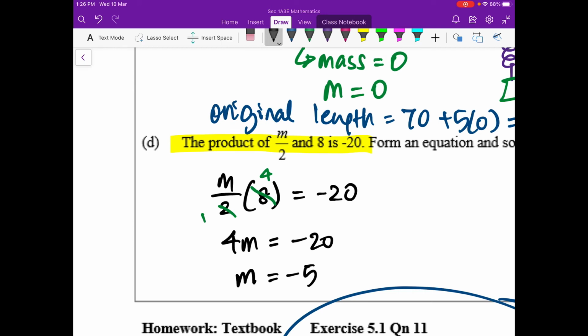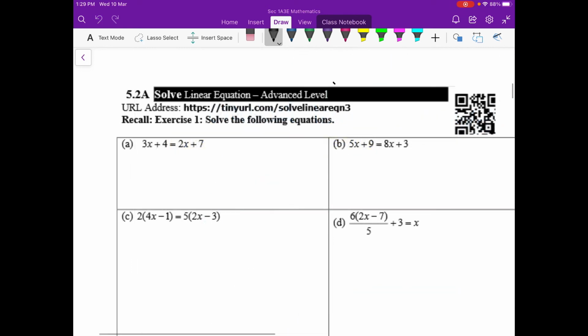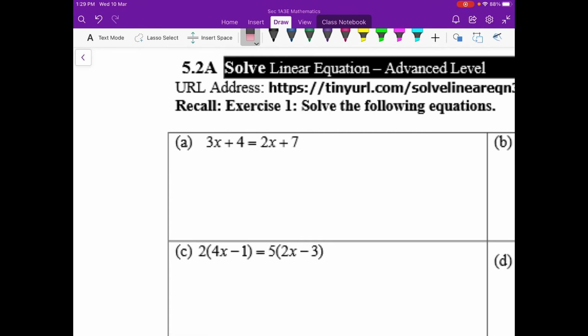Just divide by 4 on both sides. We are solving advanced level questions. Let's see how advanced this is. 3x plus 4 equals 2x plus 7. Hey, actually, can you handle this? I think you can handle this yourself, right?